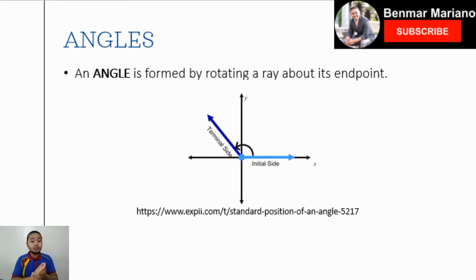Another thing to take note of is when an angle is positive. It means that the measurement of that angle is positive if the terminal side rotated counterclockwise. When the angle has a negative measurement, it means that the terminal side rotated clockwise. So again, if the terminal side rotated counterclockwise, the angle measures positive. If the terminal side rotated clockwise, therefore, the measurement of that angle is negative. Okay? So, let us proceed.